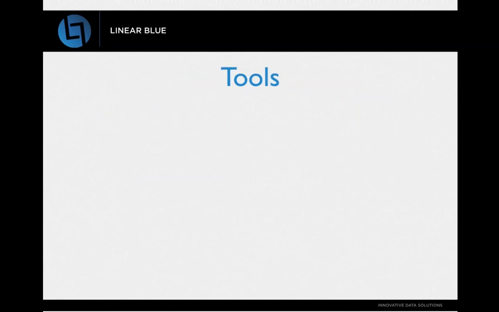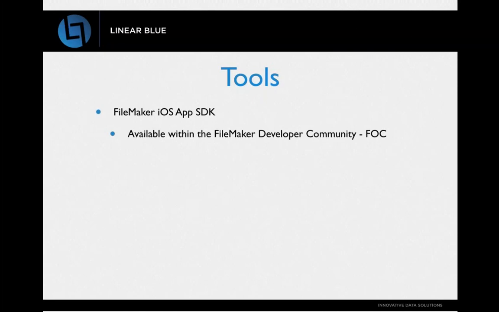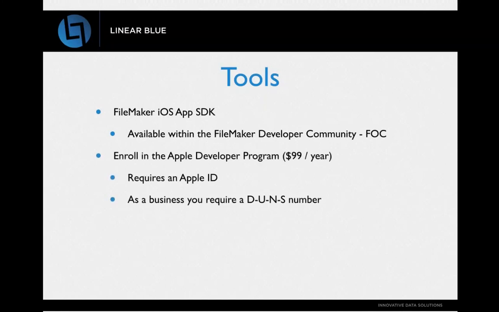And now moving on to some of the tools that we need to build our FileMaker app solution. So to start with, we're going to want the iOS app SDK. It's available from FileMaker. If you're a registered FileMaker developer within the FileMaker development community online, it's a free of charge tool that you can download. And that's something we're going to be working together with in the demo today.